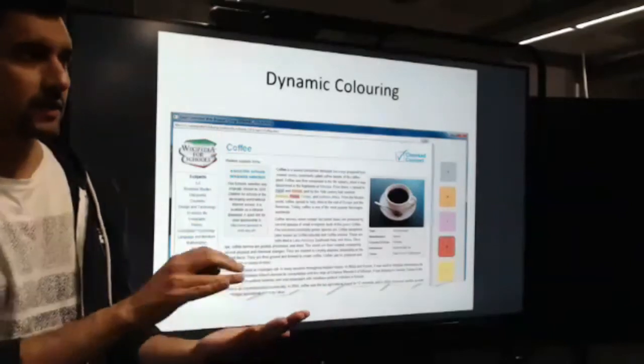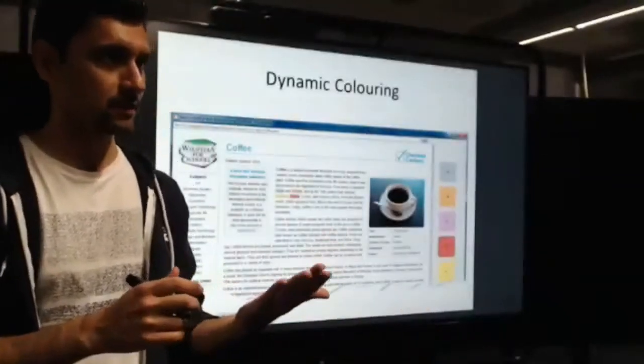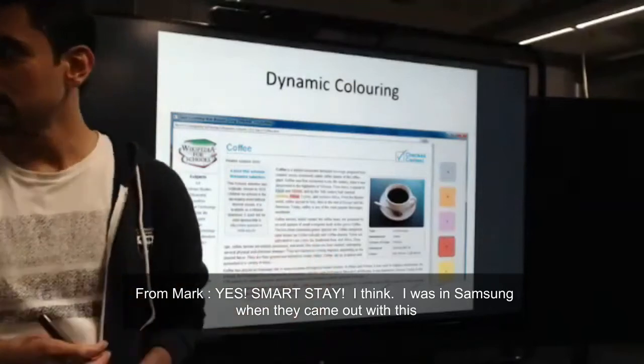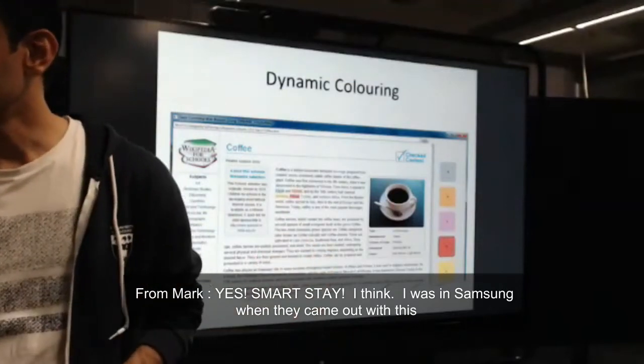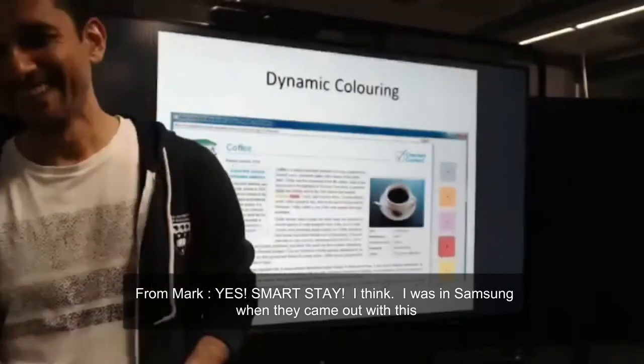I don't know if you guys remember that. I don't remember the exact model. I think it was 5-6 years ago. Samsung had a phone which responded to your eyes. It's called Smart Stay. He was in Samsung when this came out. Yeah, there you go. Confirmation.